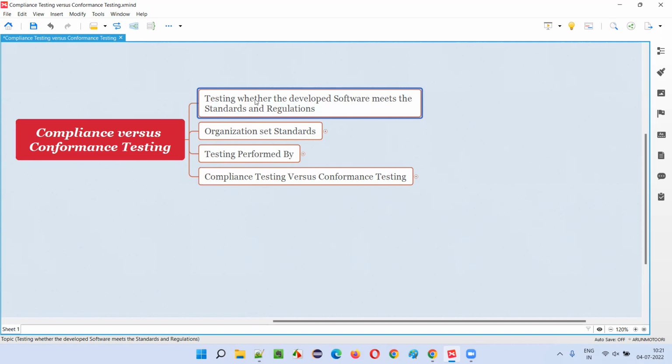Such testing is performed as part of both compliance testing and conformance testing. Both have the same purpose, same testing they do, but there is a slight difference that I am going to explain at the end.